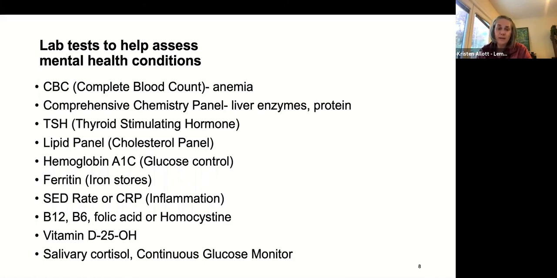Getting your B vitamins done, B12, B6, folate. Homocysteine is another way of getting your B vitamins measured. And again, you want it in the normal zone.